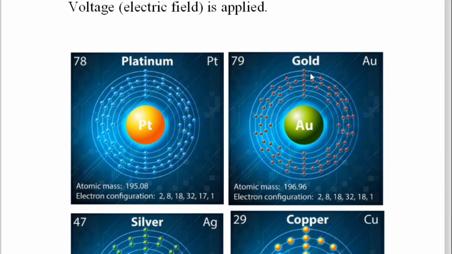Now let's come to the next, gold. Gold is also a metal. Look at the atomic number of gold, 79. And here you look at the electron configuration. Only one electron is there in the outermost shell, and all the other orbits are almost full.